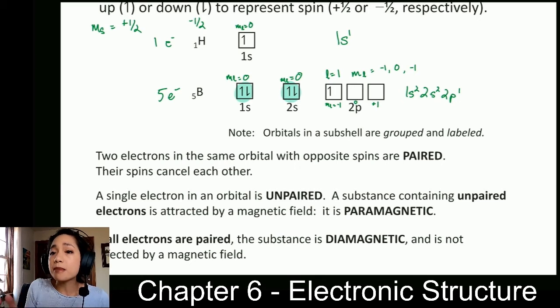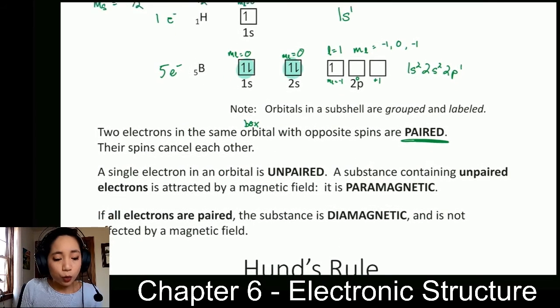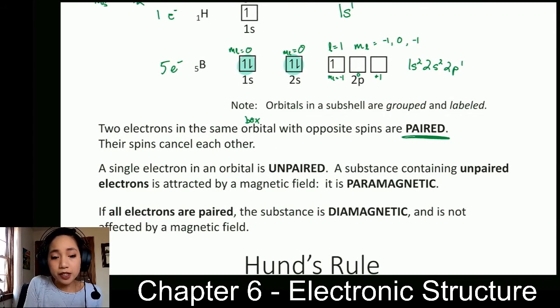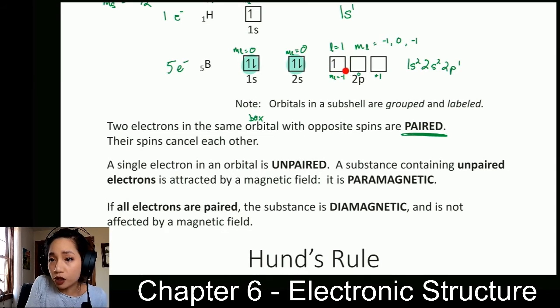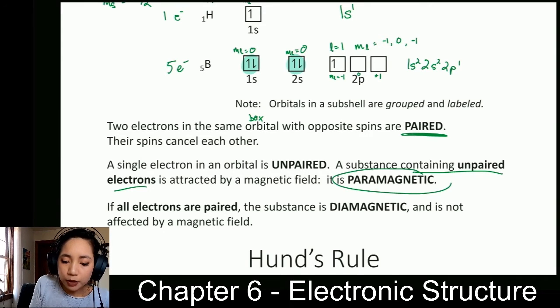So this has some meaning to it. When 2 electrons are in the same orbital, the same box, and they're spinning in opposite directions as you should place them, their spins cancel, and we call those electrons paired, that they have a partner. They have a spin up and a spin down. When we have a single electron in an orbital, such as our 2p subshell, we call this an unpaired electron. If a substance or an element, as you write out its electron configuration and orbital diagram, contains an unpaired electron, then we call that substance paramagnetic.